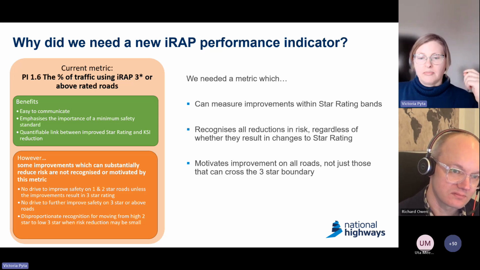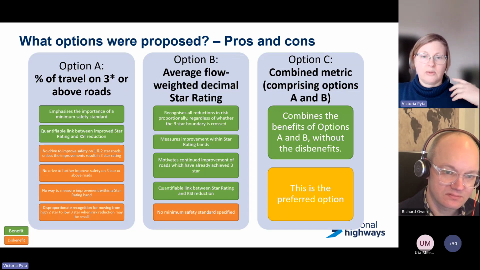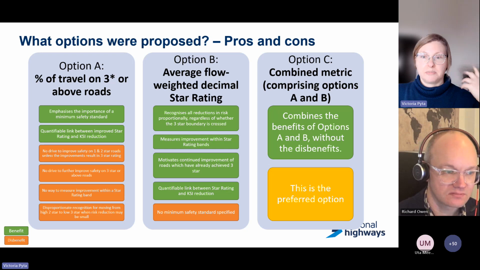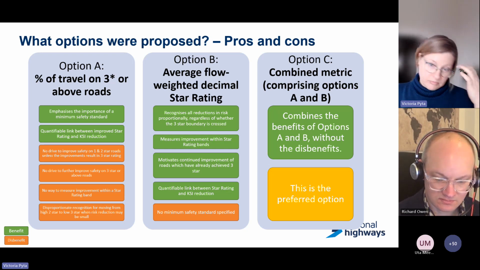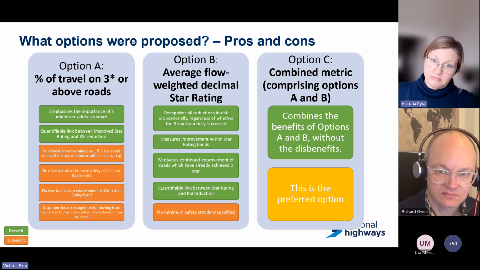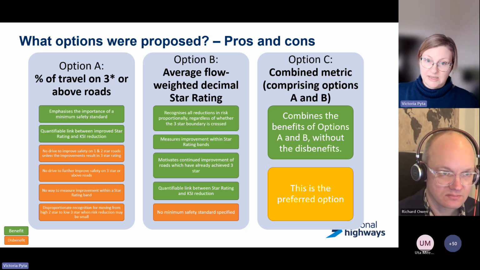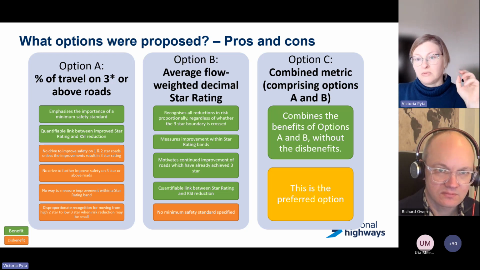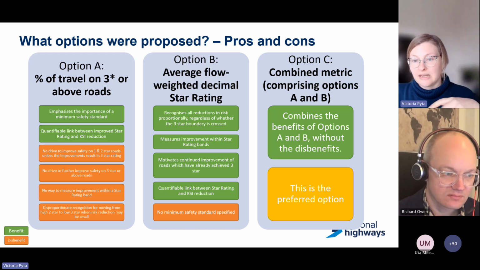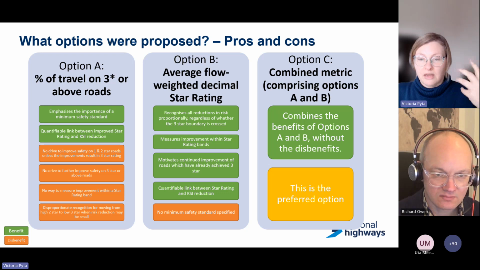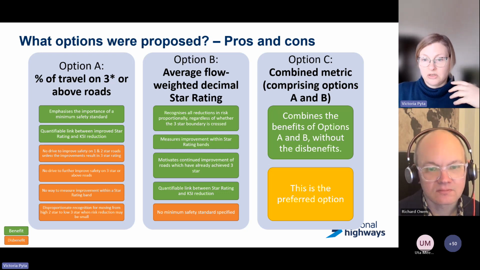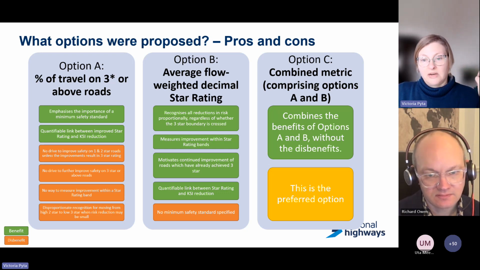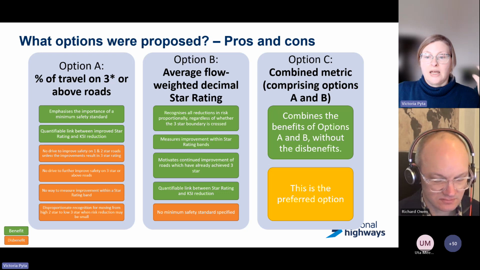So we looked for a new metric. We had a list of 6 potential metrics. We narrowed it down to 2 initially. Option A, do nothing, stay with the percentage of travel on 3-star or greater roads. We've just gone through what the pros and cons of that are. Option B was to move to an average flow weighted decimal star rating, which recognises all reductions in risk proportionally, regardless of whether the 3-star boundary is crossed.